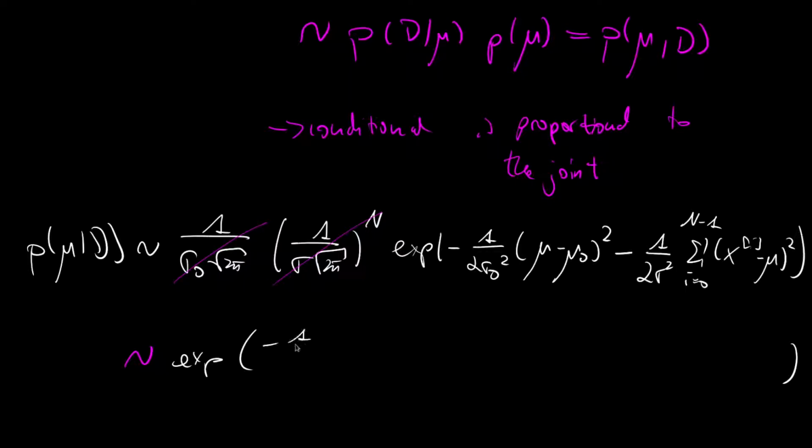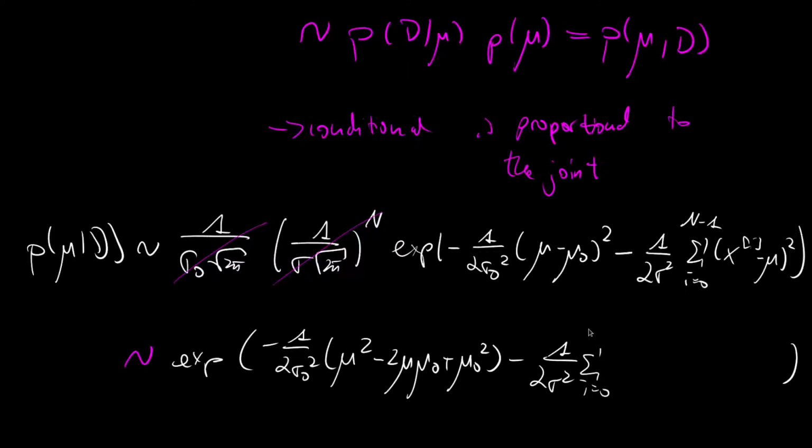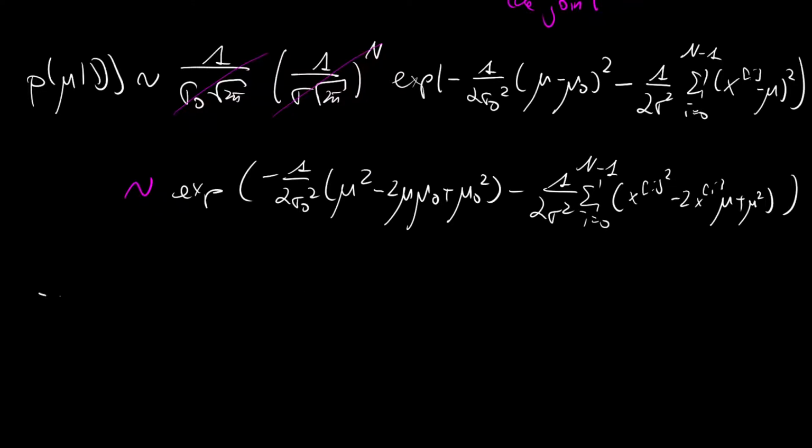And we are having minus 1 over 2 sigma 0 squared. And then for this one, we are having mu squared minus 2 mu mu 0 plus mu 0 squared. And then minus 1 over 2 sigma squared of the summation from i equals 0 to capital N minus 1 over xi squared minus 2 xi mu plus mu squared, closing brackets. And then let's apply the summation to each of the three terms individually and multiply all of them with their corresponding coefficient. So this is now equal, and by this I mean that is equal to this line, but of course it's still proportional to the posterior, right?